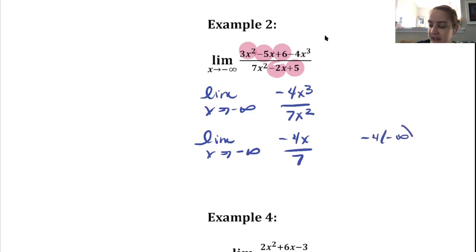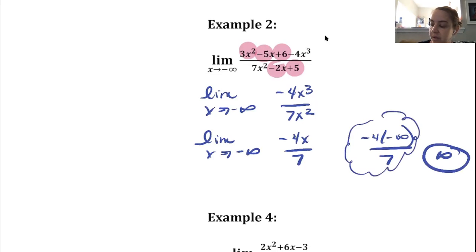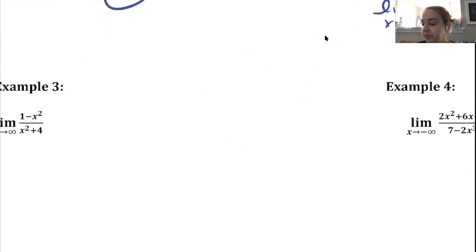it's not that it's a number that you can substitute, but you want to watch the signs. So negative 4 times negative infinity would be positive infinity divided by 7 is still positive infinity. So that's the real answer. This is kind of thinking in your head, this step, but your answer is positive infinity. That x power, the exponent in the numerator is greater.